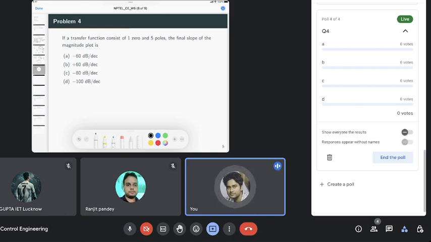Okay, so one thing to notice here is that it is not mentioned whether this system is a minimum phase or non-minimum phase system. This is because for both systems the magnitude plot will not be different, only the phase plot will be different. So it does not matter whether your system is minimum phase or non-minimum phase, if you are just considering the magnitude plot.